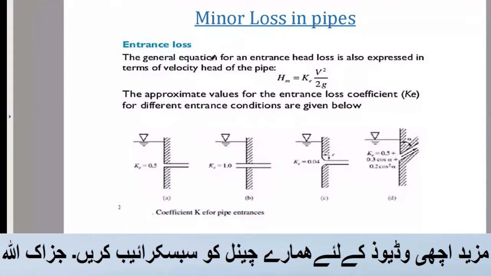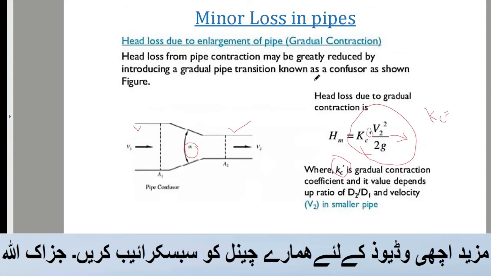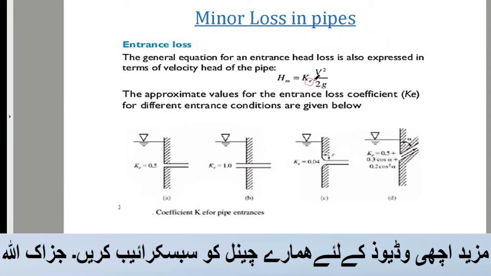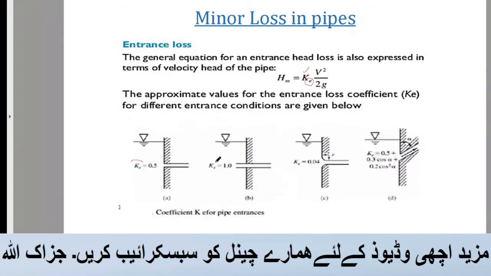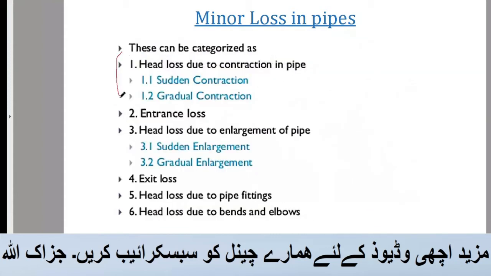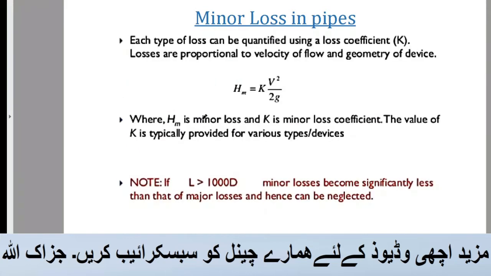So these are the entrance losses. hm is equal to Ke, where Ke represents the entrance loss, the entrance coefficient. It means that among all these losses you can see, only the value of K is changing, not anything else. Why? Because we are studying the minor losses which are due to enlargement or entrance losses. If we look at the start, head loss due to contraction was sudden or gradual. Now we are studying the entrance losses in which only K is changing, but nothing else.